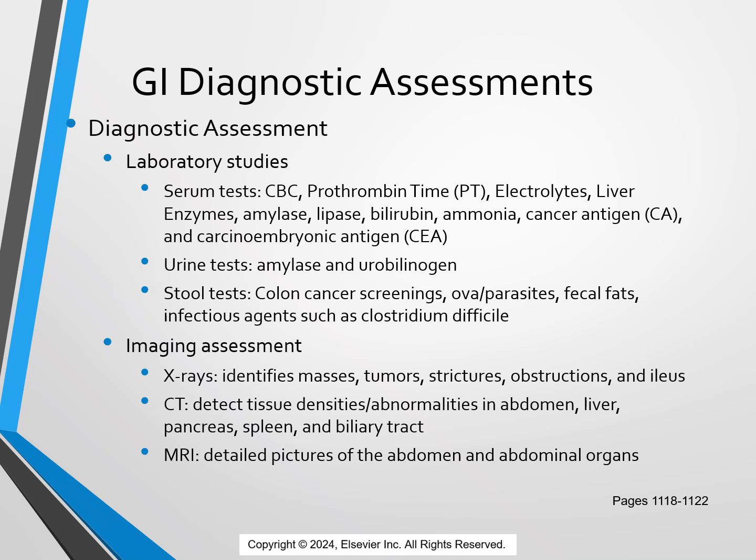For our serum tests, we will do a CBC because this can help diagnose anemia and infection. GI bleeding is the most common cause of anemia, and it can be caused by GI cancers, peptic ulcer disease, diverticulitis, and inflammatory bowel disease.